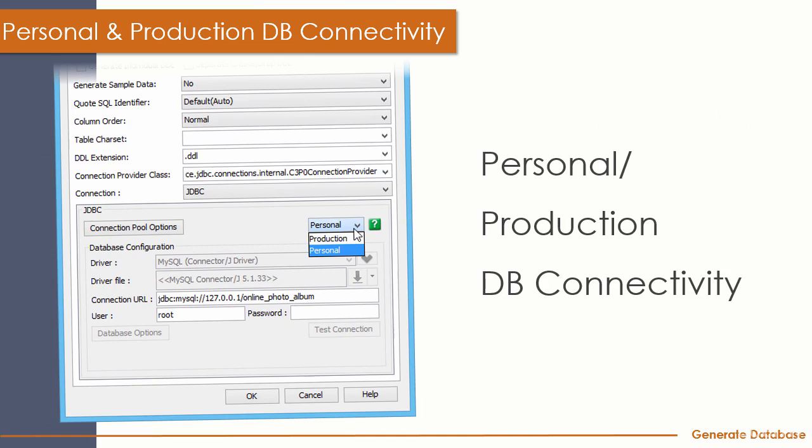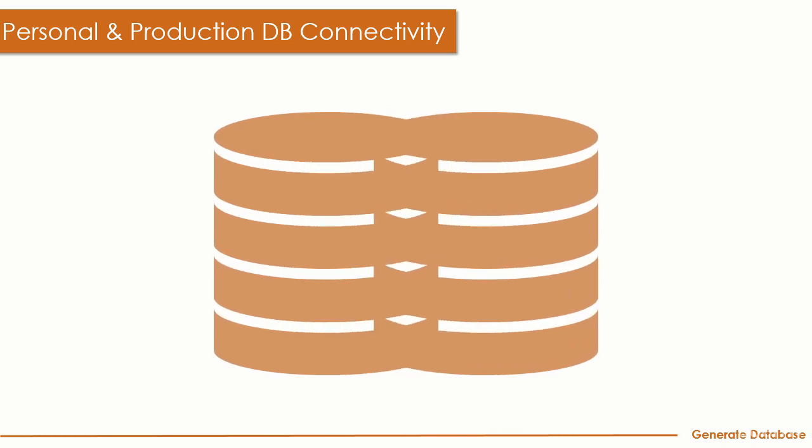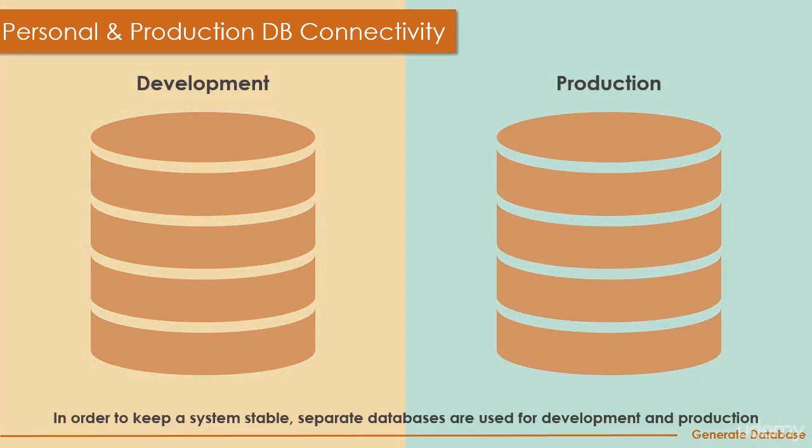Now we move on to a very interesting topic: personal and production database connectivity. Database, as we mentioned before, is the key component of an information system. You store all the long-term data in the database. Typically, you will have two databases. One is the development database, and the other one is the production database. To keep the system stable, your team needs to work on the development rather than on the production. Otherwise, some mistakes will damage the users immediately.